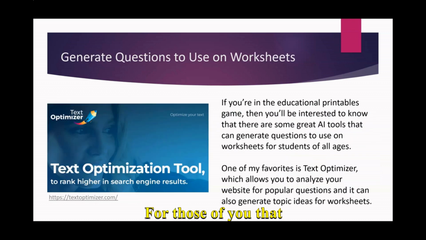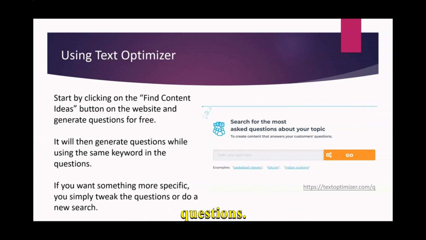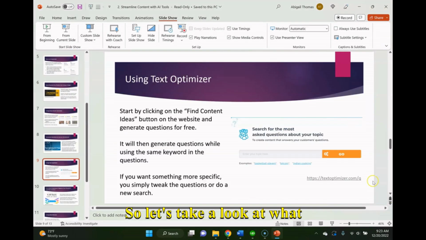For those of you that create worksheets, educational printable type stuff, there are some great AI tools that can help you generate questions to use on worksheets, so that you're not having to come up with them all by yourself. One of my favorites is Text Optimizer, textoptimizer.com. You can input a topic and it will give you a list of questions. So let's take a look at what that looks like.